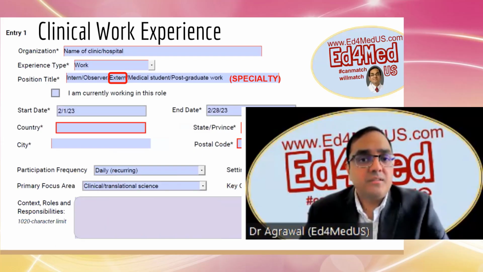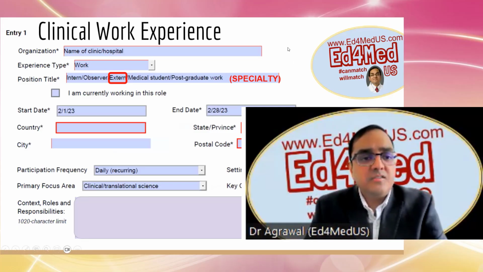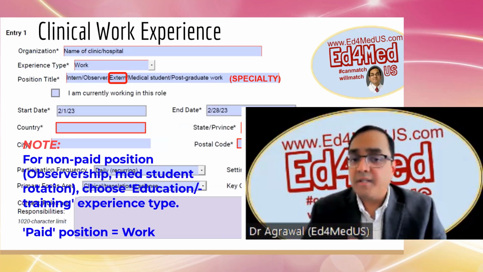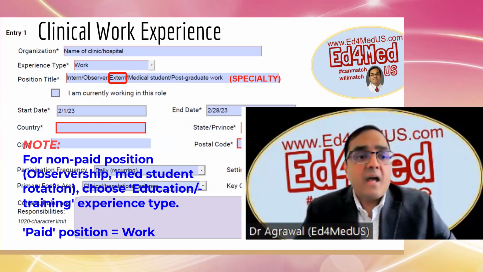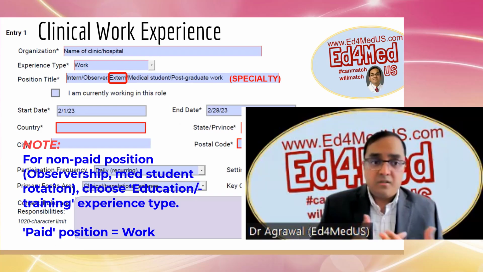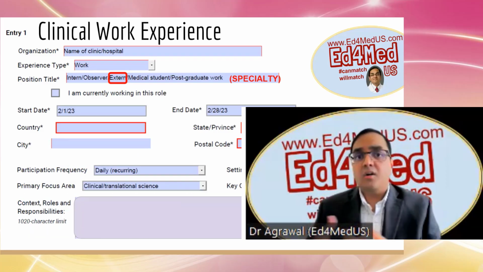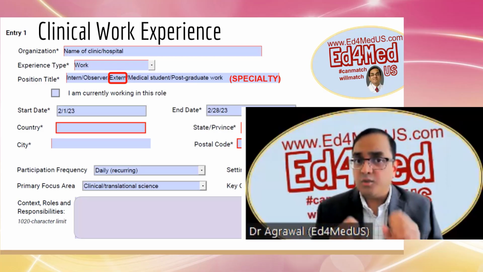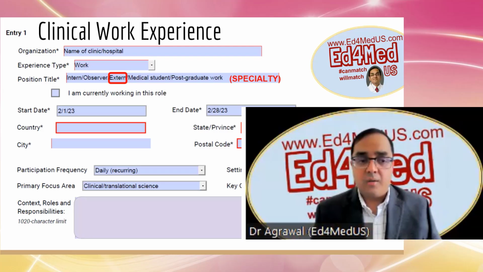Of course, on the top, you're going to write the name of the organization, experience, of course. Now, the position title, this is where you have to be as specific as you can. Intern, observer, extern, medical student, postgraduate work, whatever is the right title for you, choose that. And I highly suggest you include the specialty in here. So, for example, extern in cardiology, extern in hematology, oncology, that kind of thing. Because you really want to give as much information from the titles as possible.